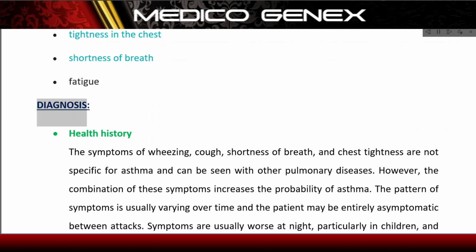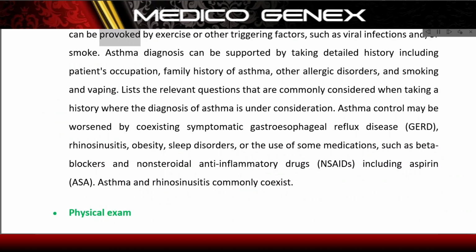Fatigue. Diagnosis. Health history. The symptoms of wheezing, cough, shortness of breath, and chest tightness are not specific for asthma and can be seen with other pulmonary diseases. However, the combination of these symptoms increases the probability of asthma. The pattern of symptoms is usually varying over time and the patient may be entirely asymptomatic between attacks. Symptoms are usually worse at night, particularly in children, and can be provoked by exercise or other triggering factors, such as viral infections and/or smoke.